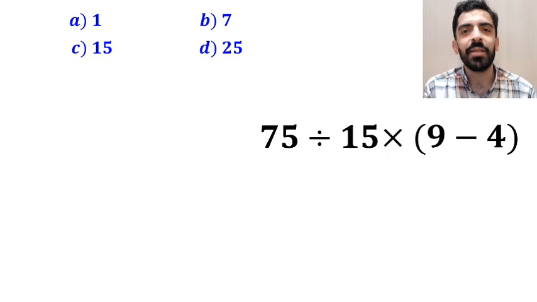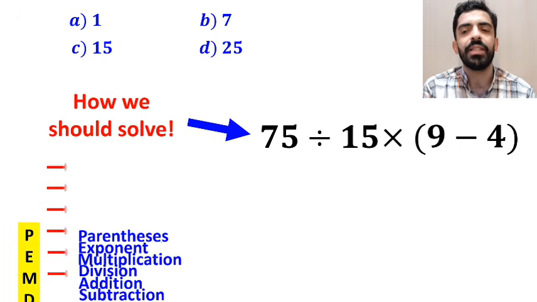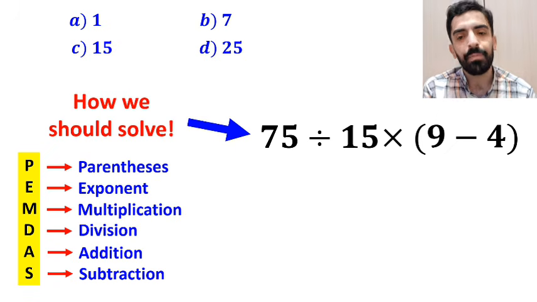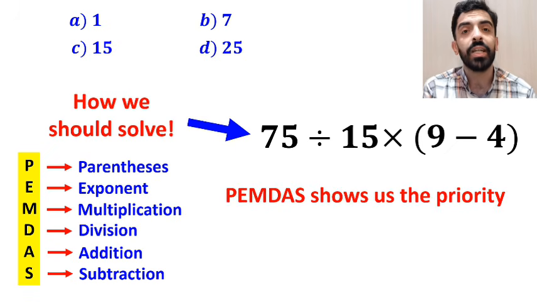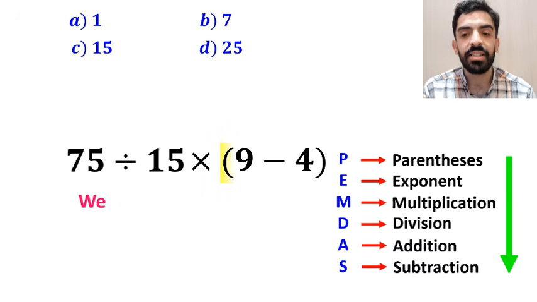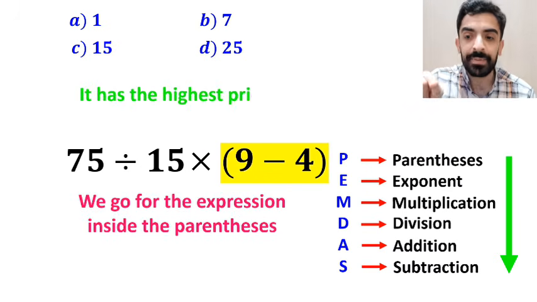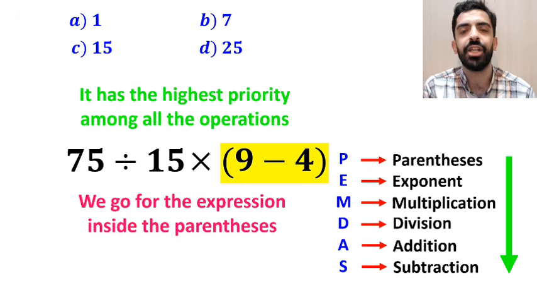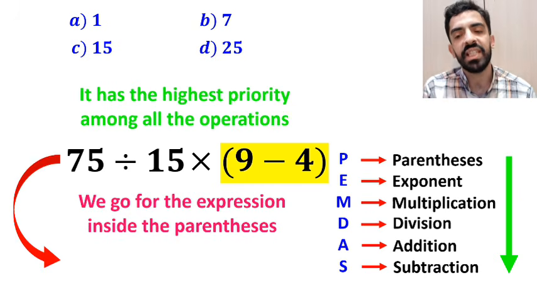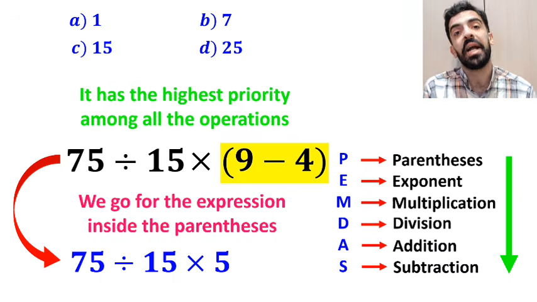Alright, now let me explain step by step how to solve this expression correctly. To solve this question, we must follow a rule that is called PEMDAS. PEMDAS shows us the priority of the order of operations. In the first step, we go for the expression inside the parentheses because it has the highest priority among all the operations. So, instead of this expression, we can write 75 divided by 15 multiplied by 5.